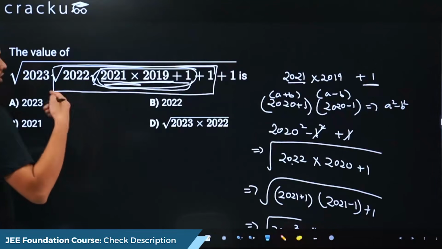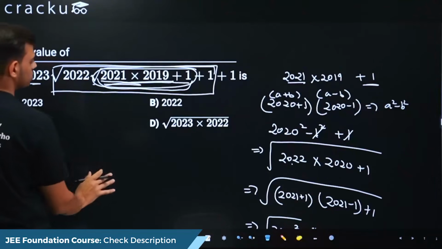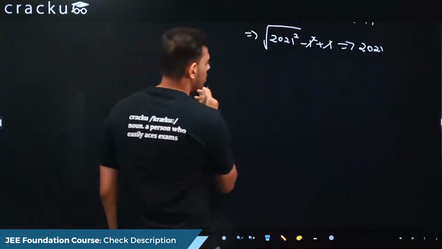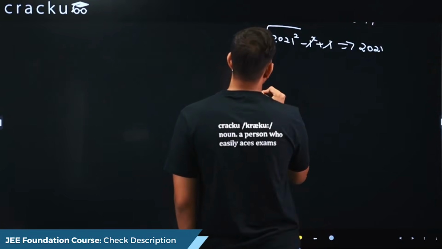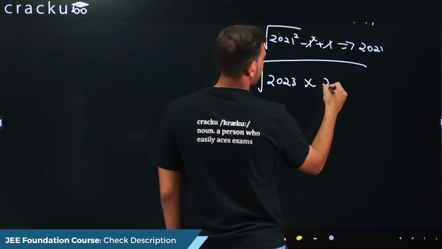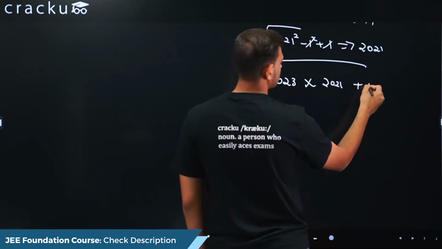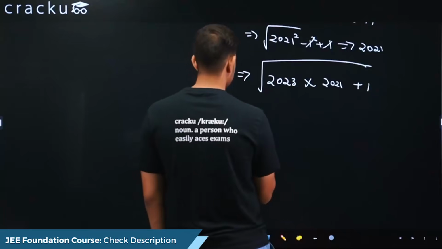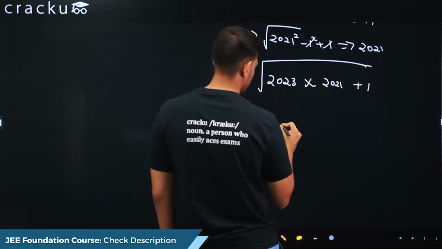Now I have to repeat the same procedure for this only, one last time. This will be root 2023 multiplied by 2021 plus 1. Okay. This will give us our final answer.